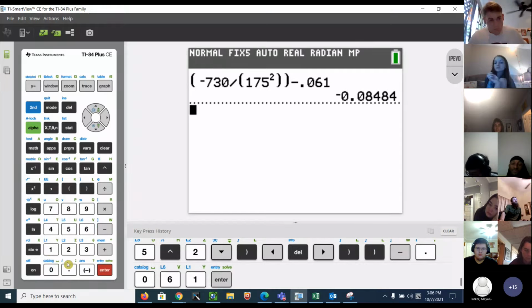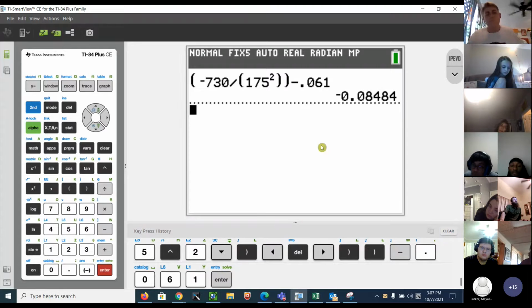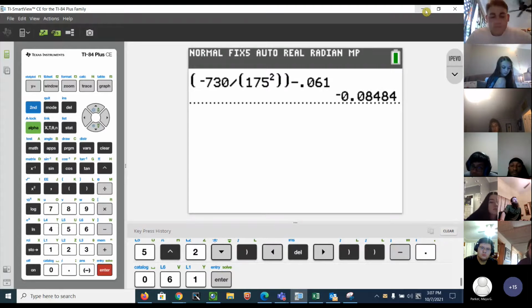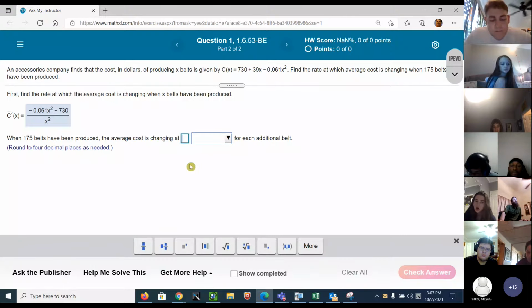I got negative, so plug in x is equal to 175. We get negative 0.085. And that is dollars per belt. So you're losing money, because there's a negative after 175. The average cost is changing at around the 4 decimal places.